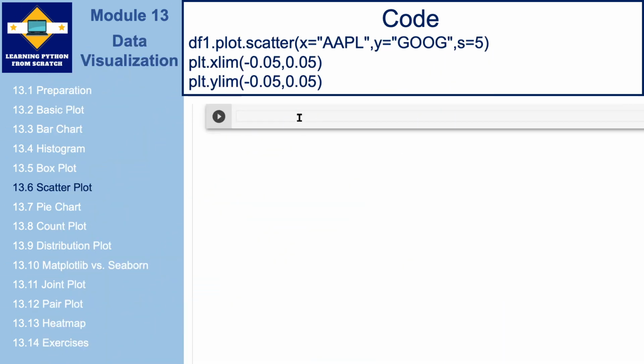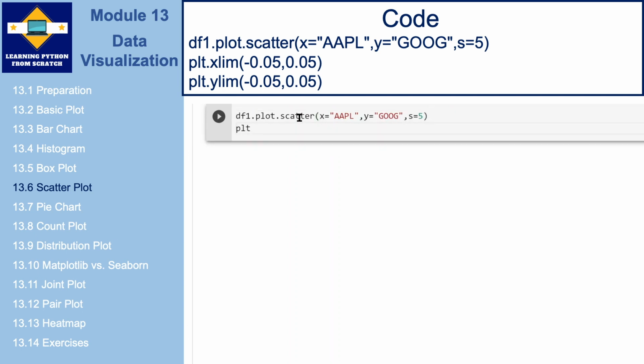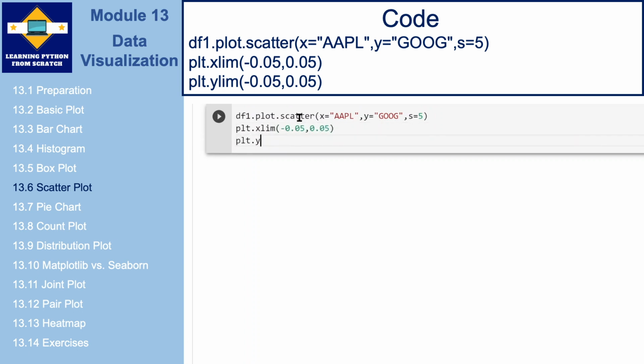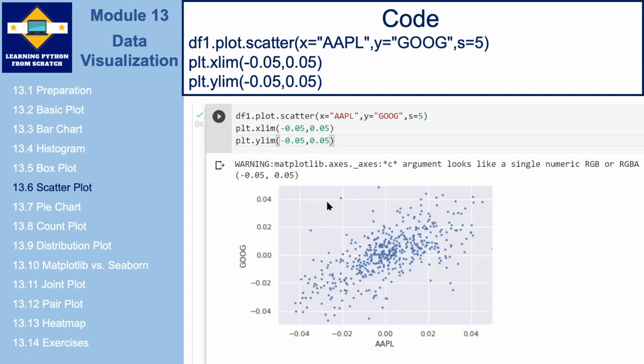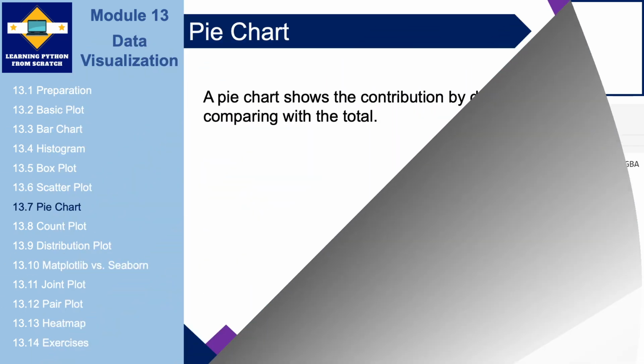Next, we are going to explore the relationship of the stock returns between Apple and Google. Here, we use the plot.scatter method. We type x equal Apple and y equal Google. Then, we are going to use xlim and ylim methods to help us zoom in or zoom out. By setting them between -5% and 5%, we can have a clear view of the co-movement between the two variables.